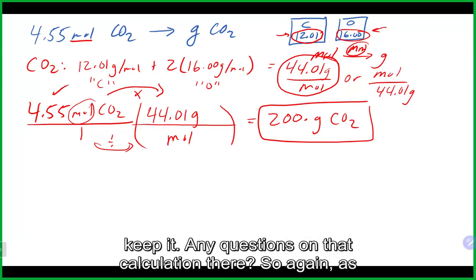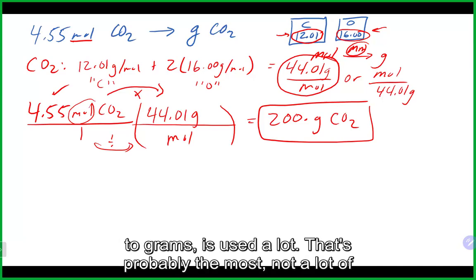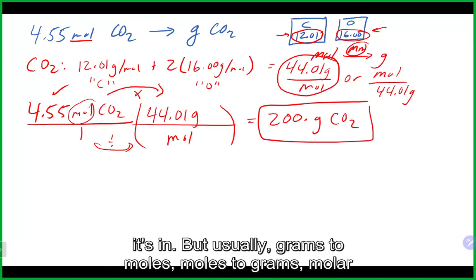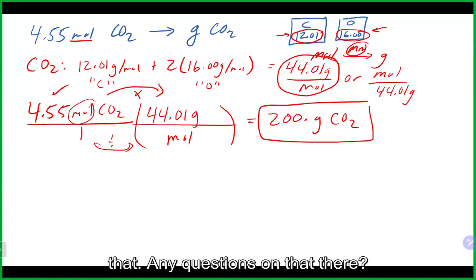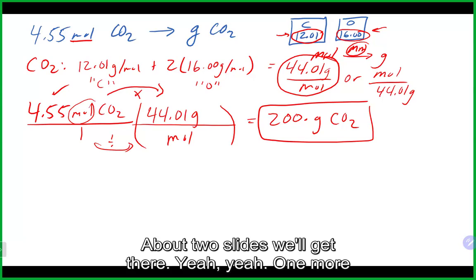Any questions on that calculation there? As I mentioned, probably in chemistry, grams to moles and moles to grams is used a lot. It's probably the most used. There's not a lot of Avogadro's number in a lot of cases outside of the chapter it's in, but usually grams to moles, moles to grams, molar mass from the periodic table. Definitely a lot of things use that. Any questions on up there? About 2 slides. We'll get there.